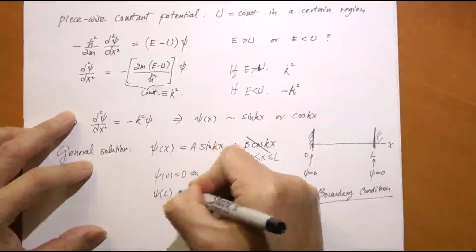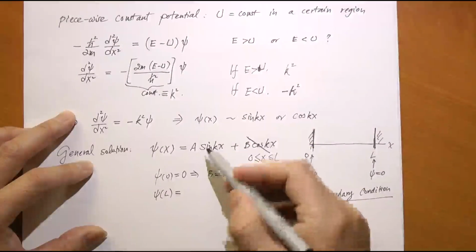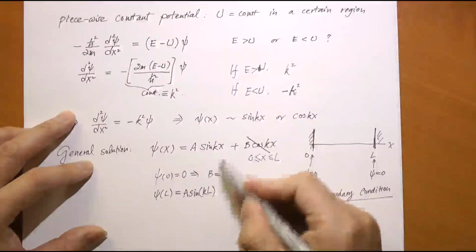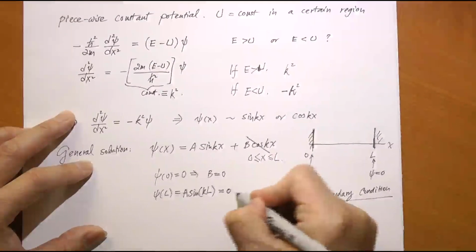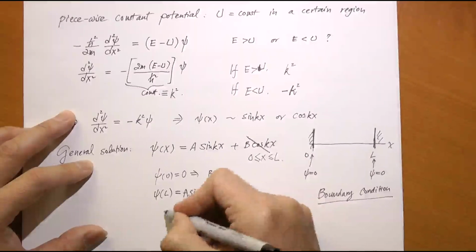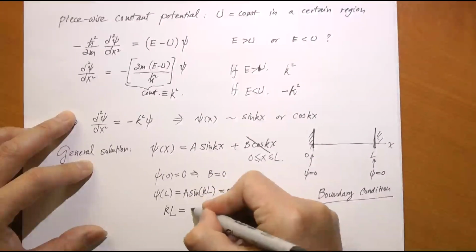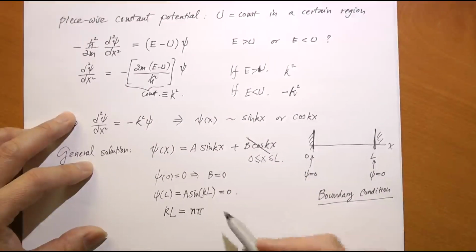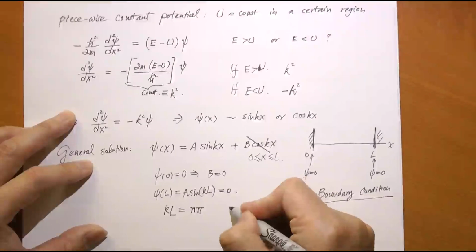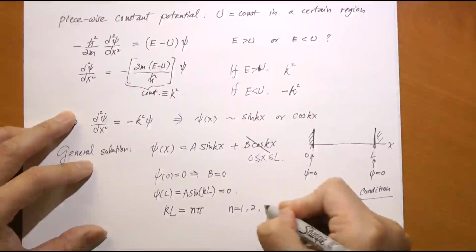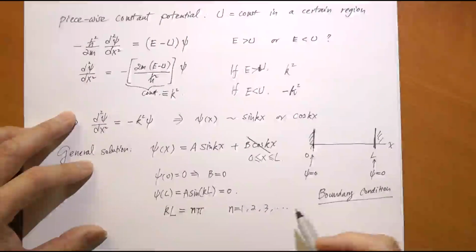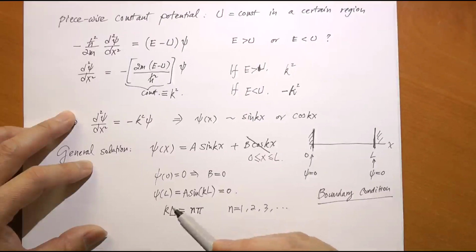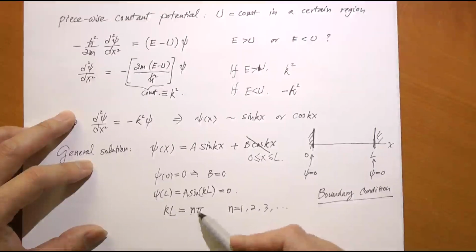And psi of L has to be equal to 0 as well. But psi of L is A sine kL, right, if you plug in x equals L. And that is equal to 0. That means this k times L, which is the argument of the sine function, cannot be just anything. It must be equal to an integral multiple of pi, n pi. That's how you guarantee sine kL equal to 0. And n is an integer, 1, 2, 3. So you see, I have arrived at a quantization condition. It will tell you what the allowed value of k has to be.